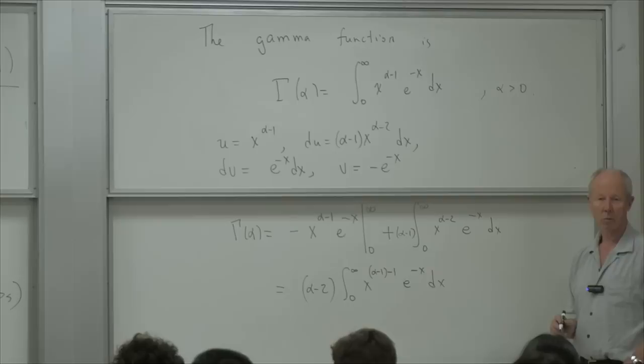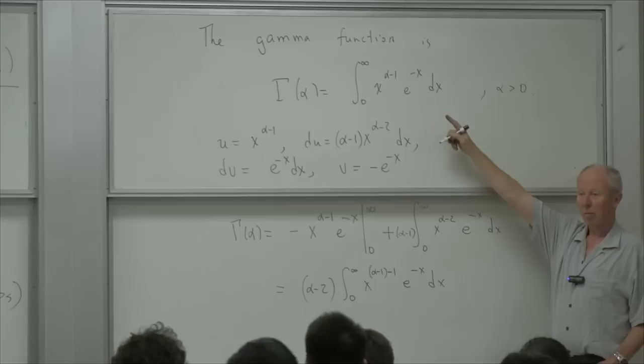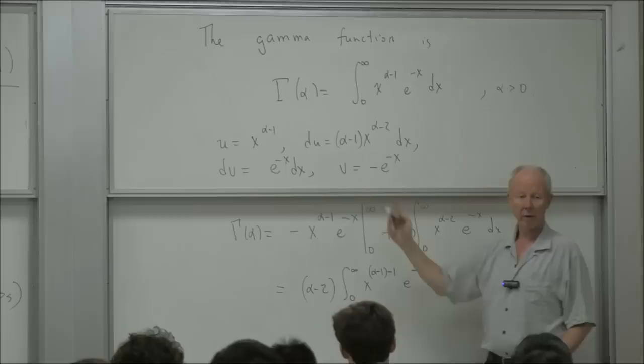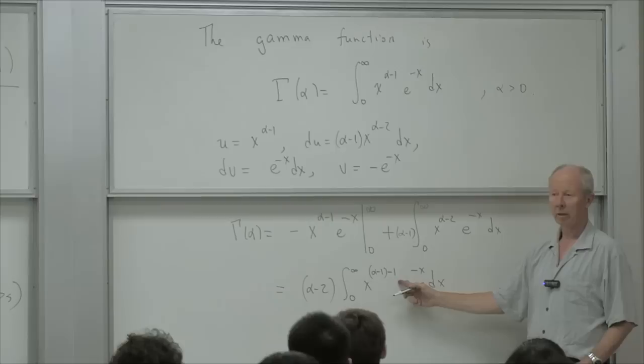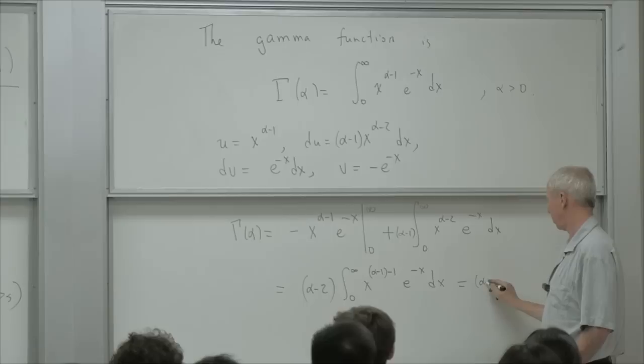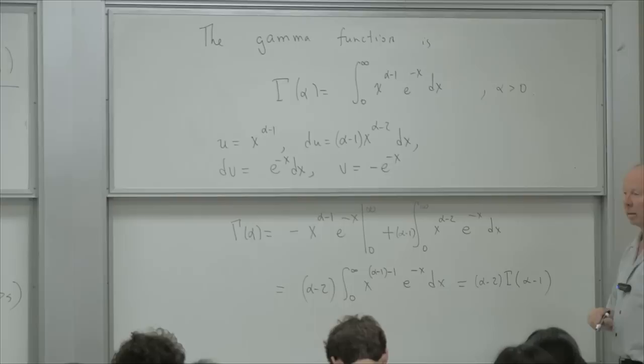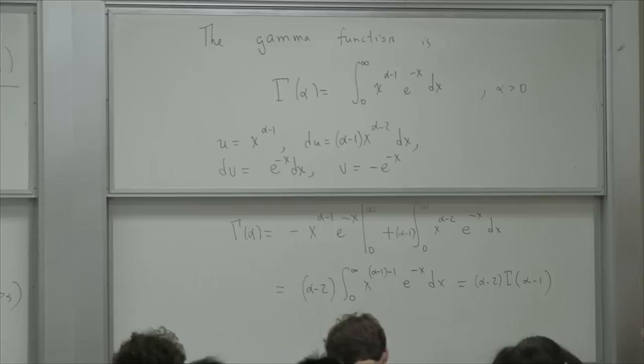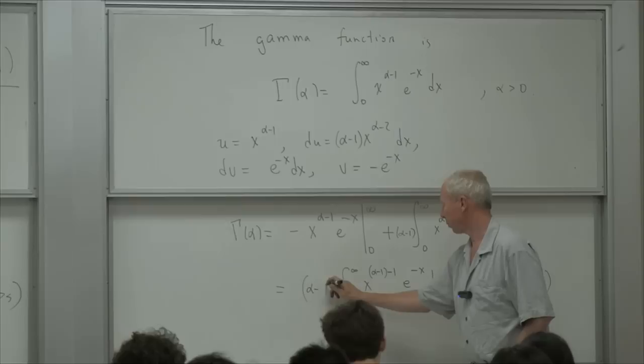Because why? Look at the form of the gamma function. You have a number minus 1 in the exponent of x, right? What do we have here? A number minus 1 in the exponent for x. So what is this integral here? That's gamma at alpha minus 1. Oh, wait, I'm sorry. I don't know how I got to alpha minus 2 there. It's alpha minus 1 here. That was alpha minus 1, alpha minus 1.